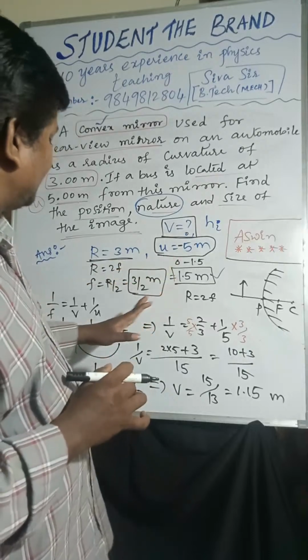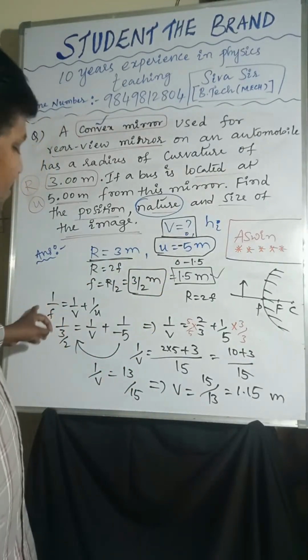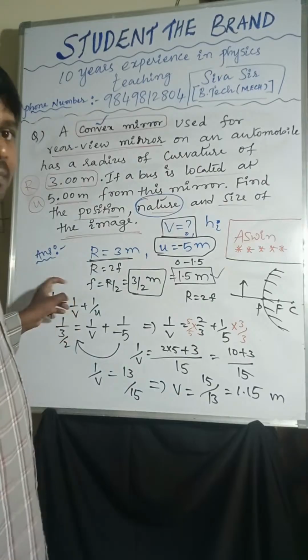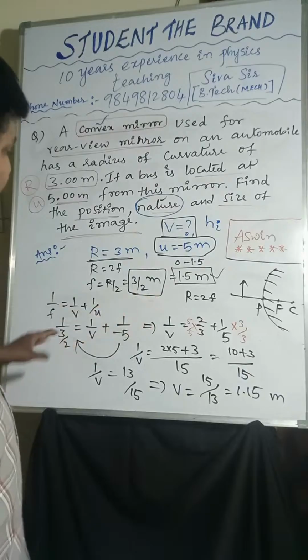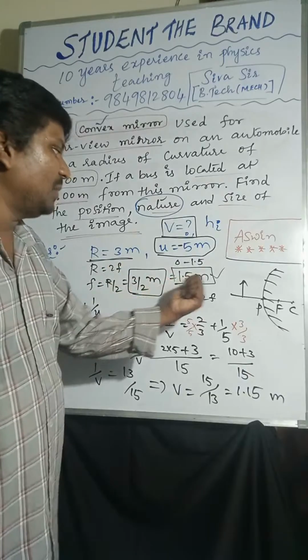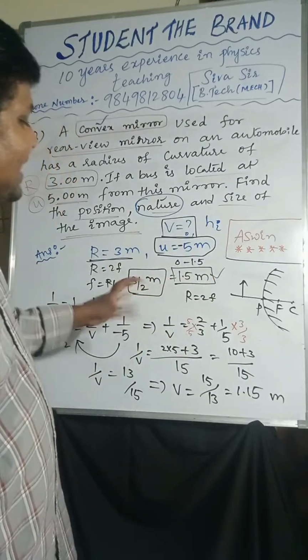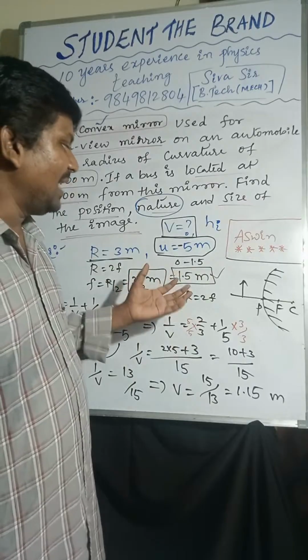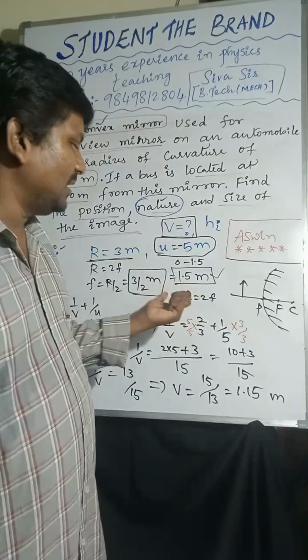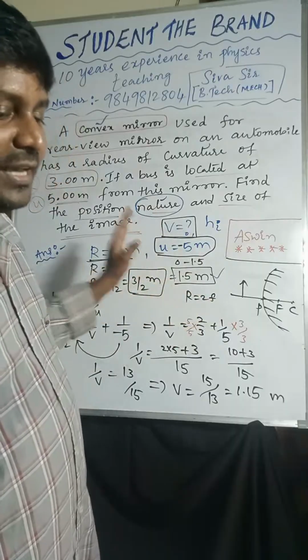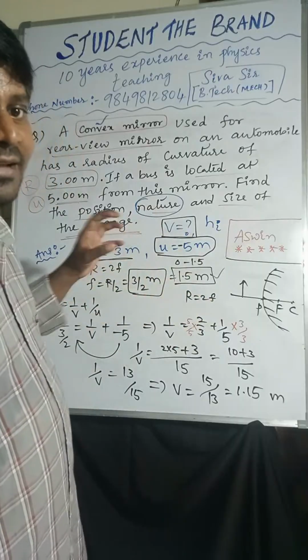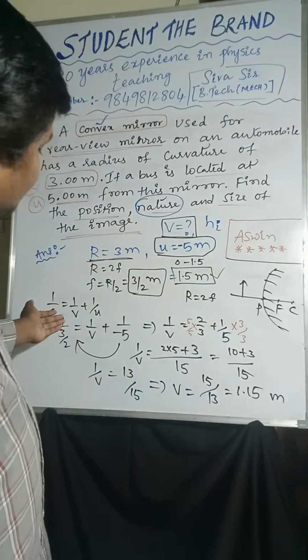Focal length is completed. So by using the mirror formula, 1 by f equal to 1 by v plus 1 by u. Substitute the value 3. You can also substitute 1.5 directly, but for calculation we won't get it in an easy way. So better you keep the same value and substitute it in this formula.